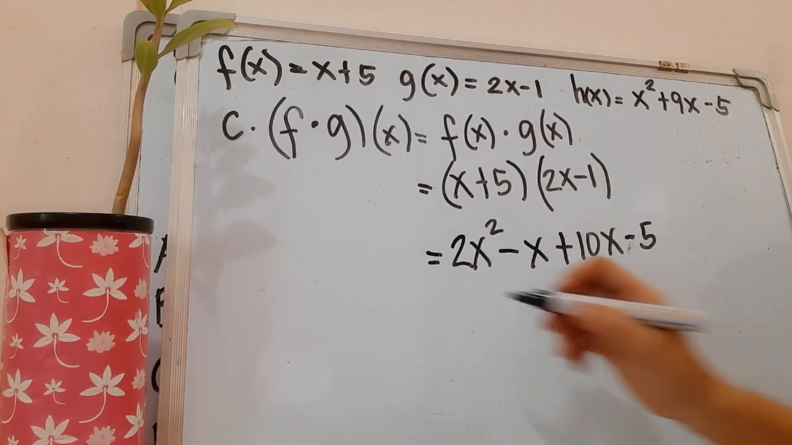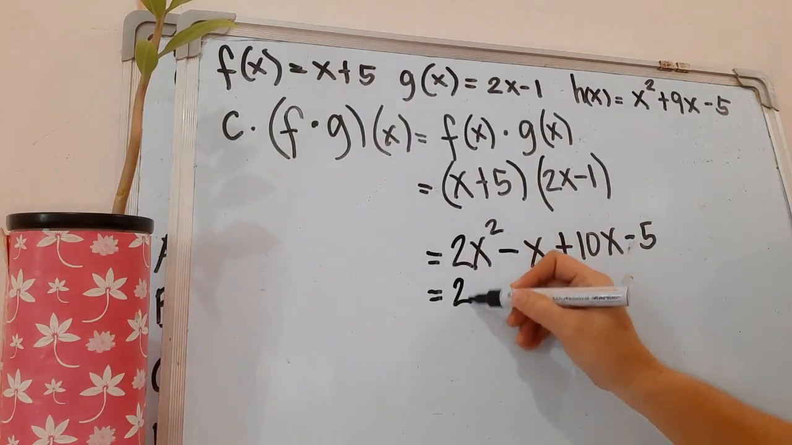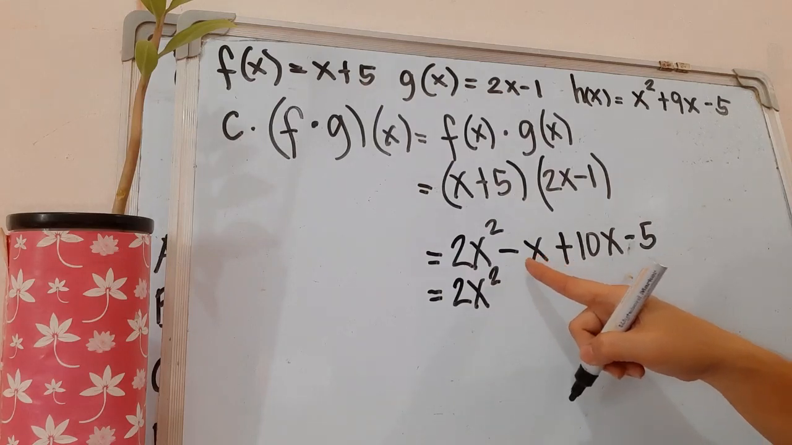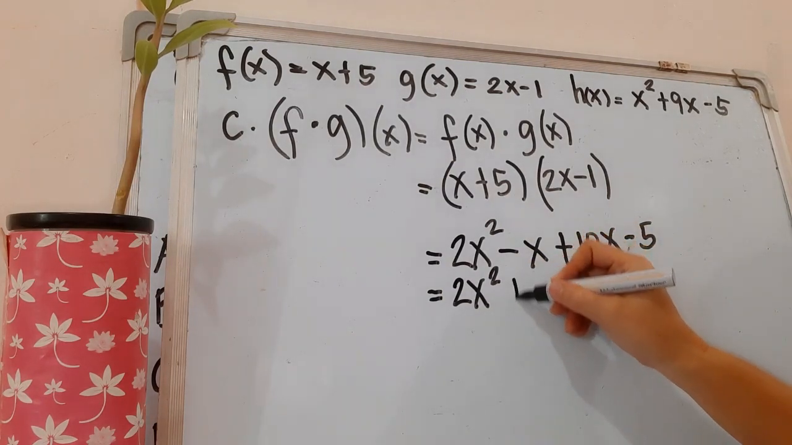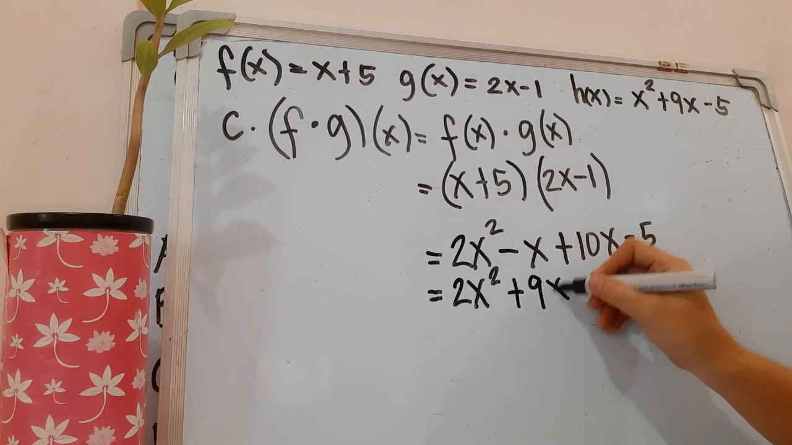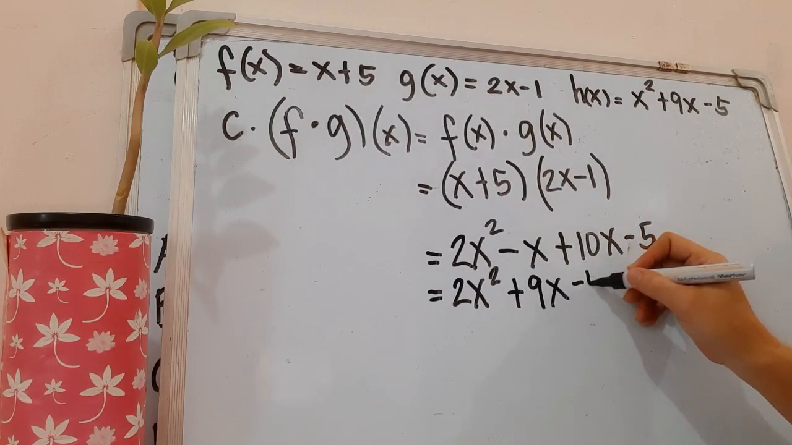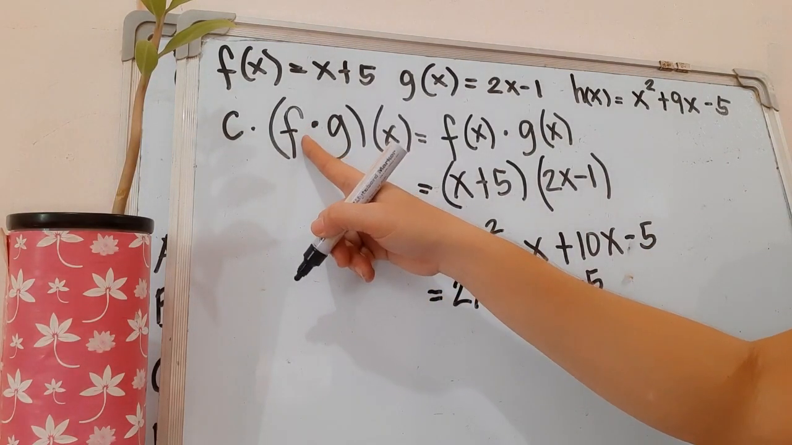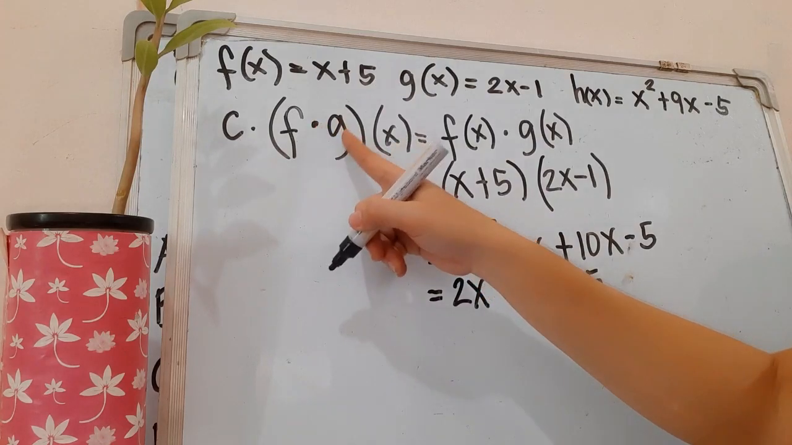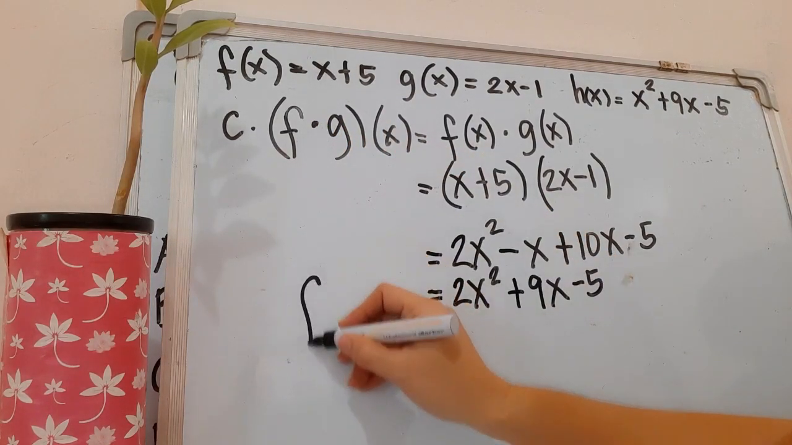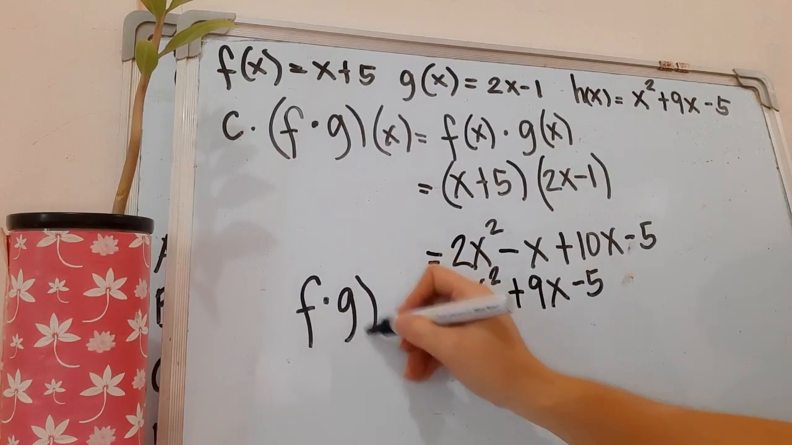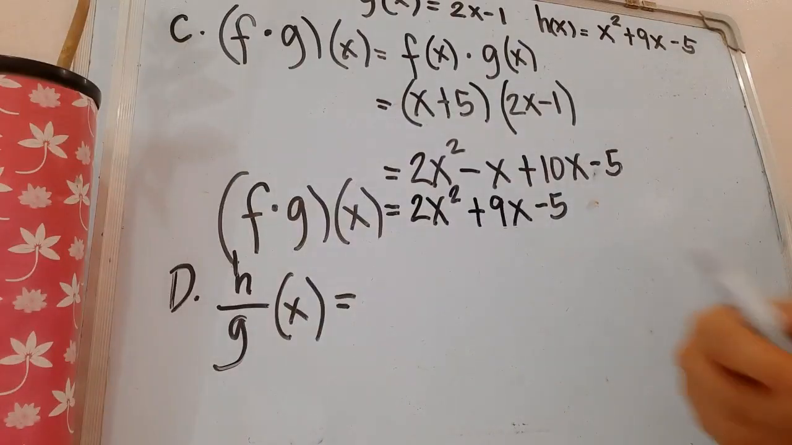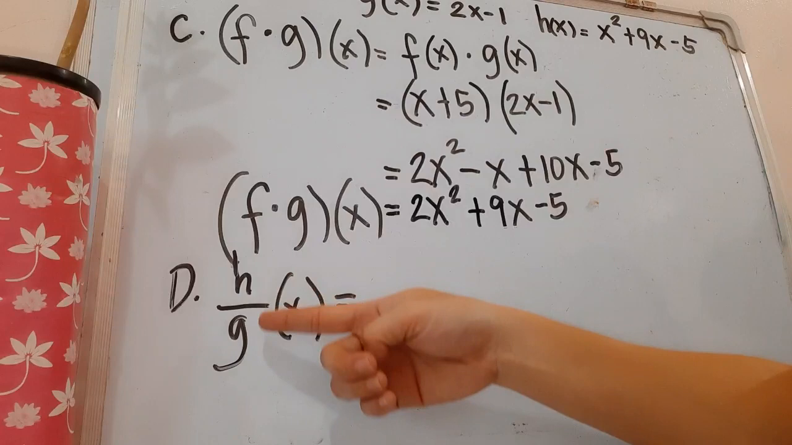Simplifying further, copy 2x squared. Then what about x? We have negative x and 10x, so the result will become positive 9x. Copy negative 5. So if you are going to determine the product of the two functions, f times g of x, the result is 2x squared plus 9x minus 5.